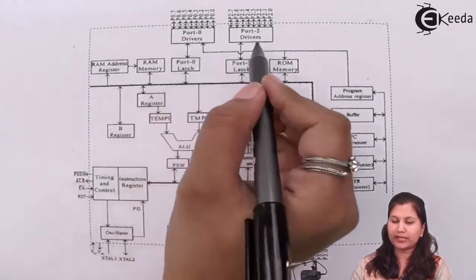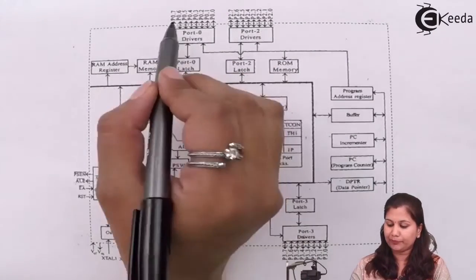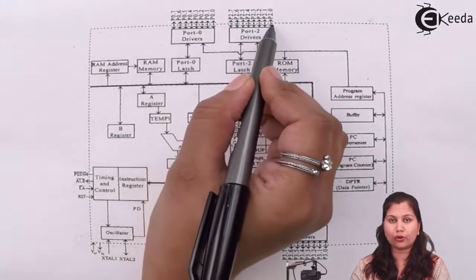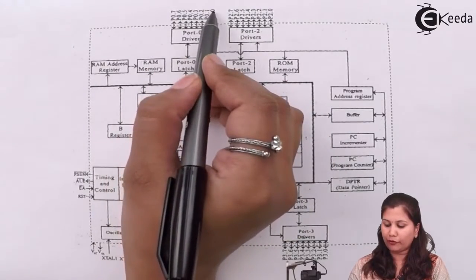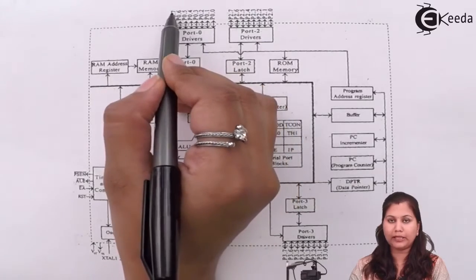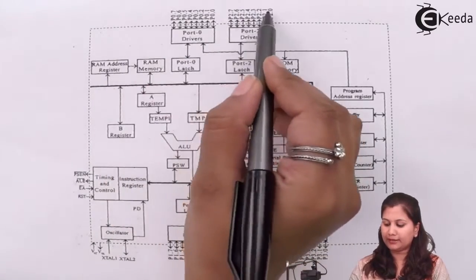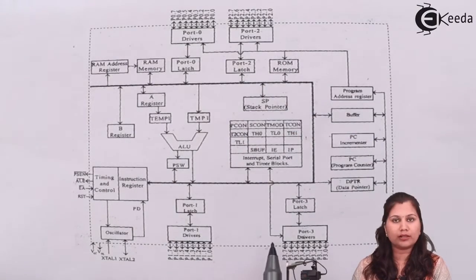Now these ports are 8-bit ports, so their lines are represented here. These are bidirectional ports, so bidirectional arrows are drawn here, and there are 8 bits, starting from P0 to P7. These are the 8 bits for port 0, these are the 8 bits for port 2, these are the 8 bits for port 1, and these are the 8 bits for port 3.